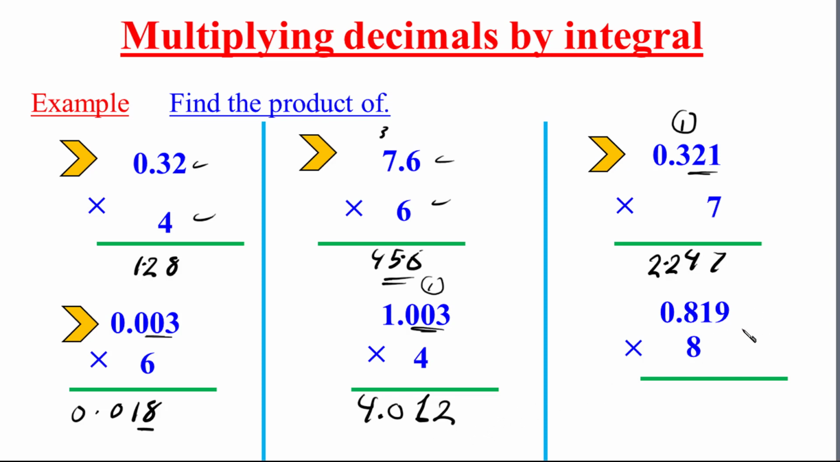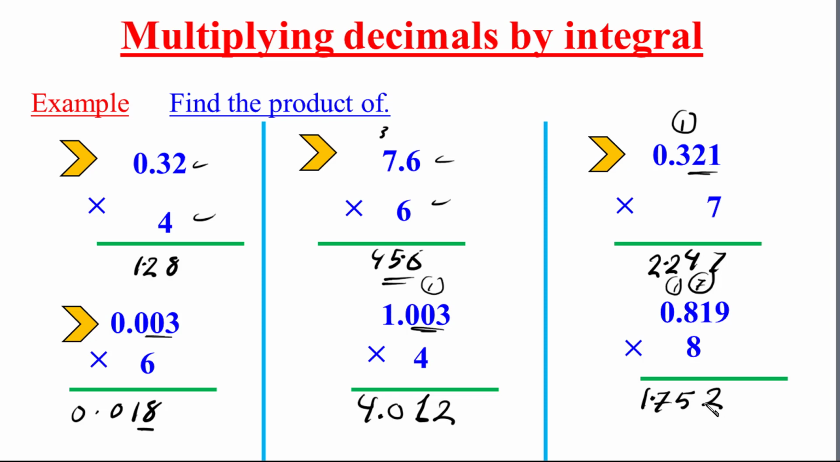Next, ignore the decimal point. It will be 819 times 8. 8 times 9 equals 72. Write 2 and keep 7 over 1. 8 times 1 equals 8. 8 plus 7 equals what? Equals 15. Write 5 and keep 1. 8 times 8 equals what? Equals 16. 16 plus 1 equals what? Equals 17. Write 17. Insert the decimal point after 3 digits from the right. 1, 2, 3 and insert the decimal point. So the product will be 1.752.